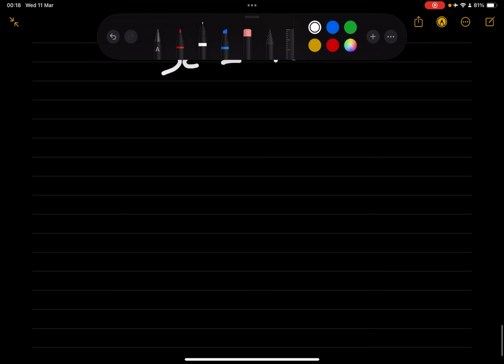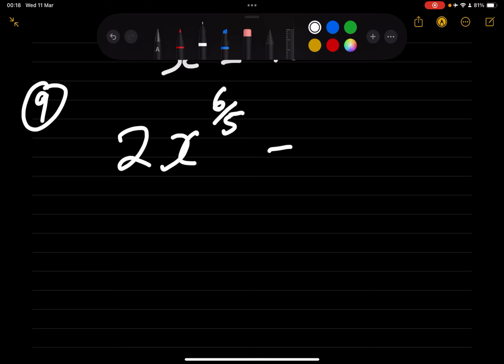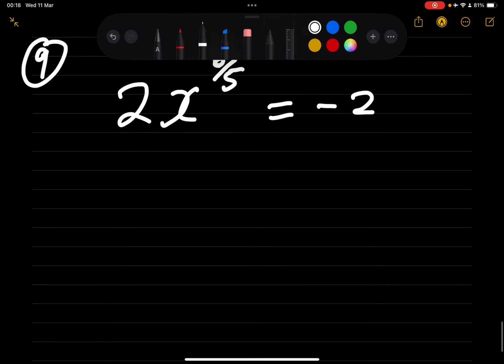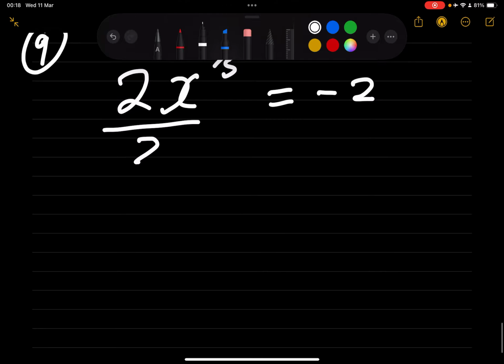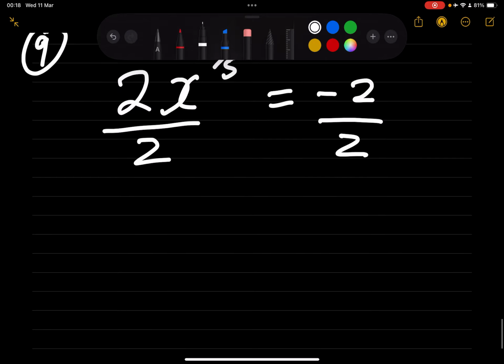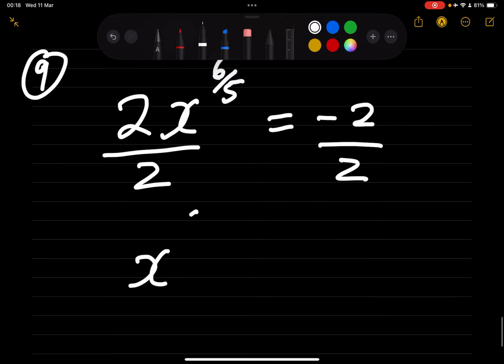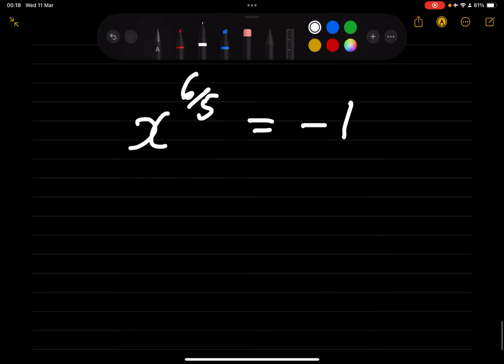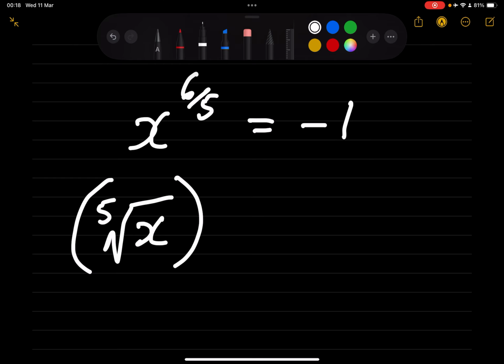Let's go to question 9. On question 9, we have 2x to the power 6 over 5 equals to negative 2. We are going to divide both sides by 2 to isolate the x. So we're left with x to the power 6 over 5 equals to negative 1. Let's now convert to the power and root. The root is 5 and the power is 6 equals to negative 1.